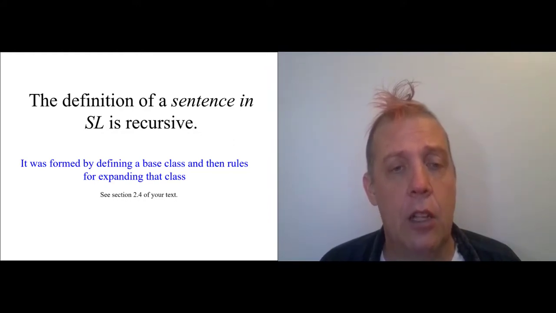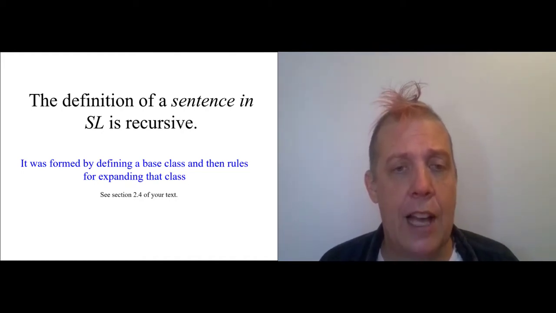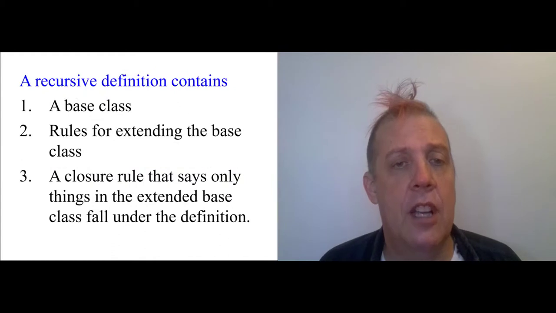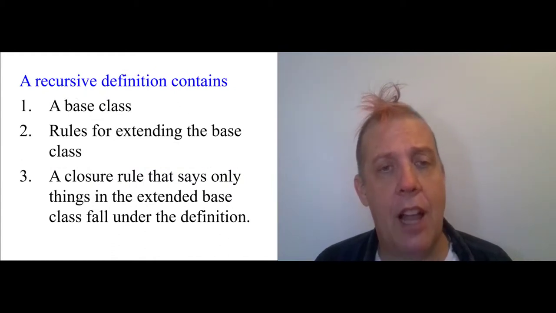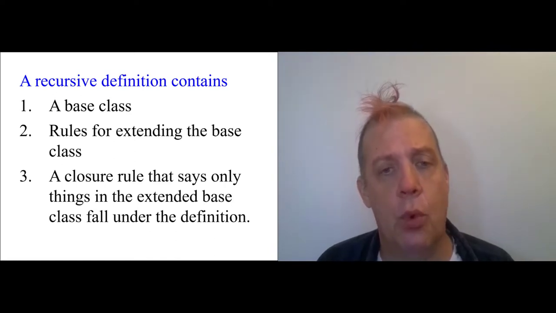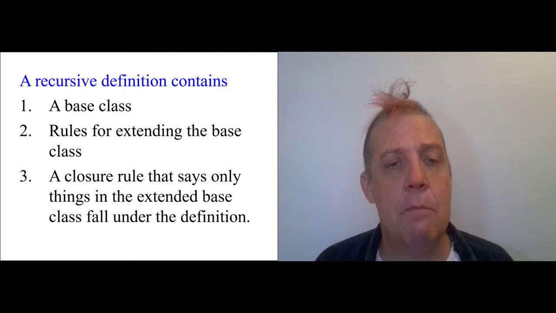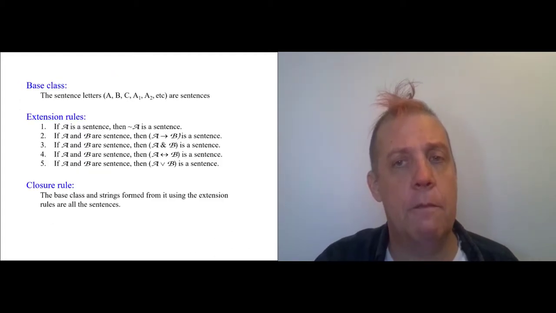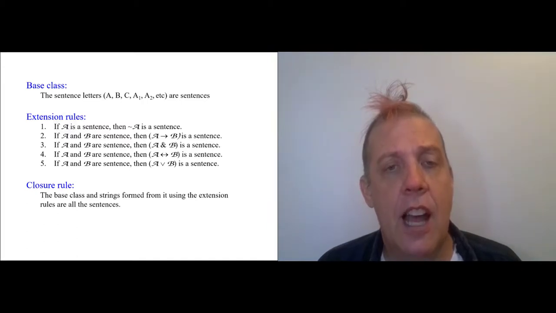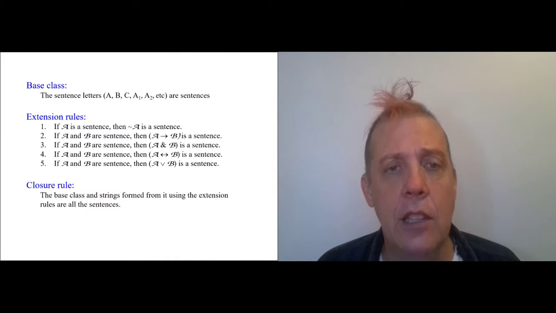a sentence in SL. The sentence is defined recursively. That means there was a base class and then rules for expanding that class, right? So officially, there's a base class, a set of rules for extending the base class, and then a closure rule that says only things in the extended base class fall under the recursive definition. In this case, our base class is just the individual sentence letters, A, B, C, D, and then you start putting them together like Legos using the sentential connectives.